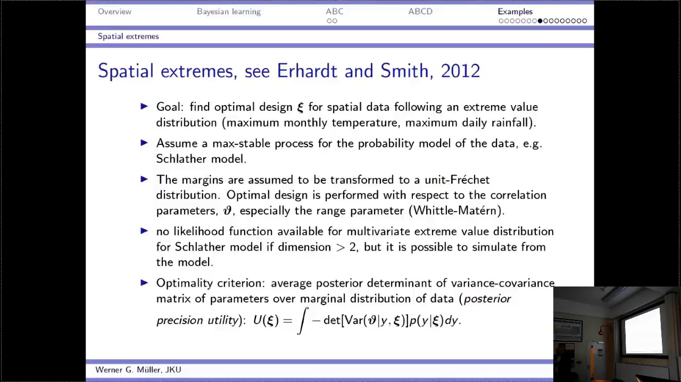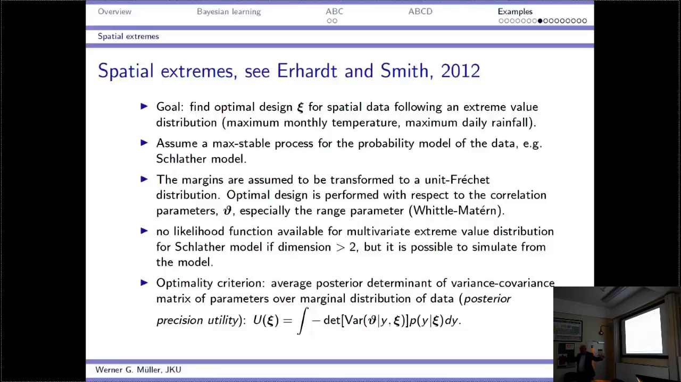Okay, so in the estimation part of the whole thing, we just followed exactly what Erhard and Smith did. So they assumed the max-stable process for the probability model, particularly a so-called Schlather model. The margins are assumed to be transformed to unit Fréchet. And then they used the Whittle-Matérn correlation function for the spatial field. Our purpose was to get the estimation of this spatial covariance function as good as possible. And we concentrated particularly on the very important range parameter of the spatial correlation function.